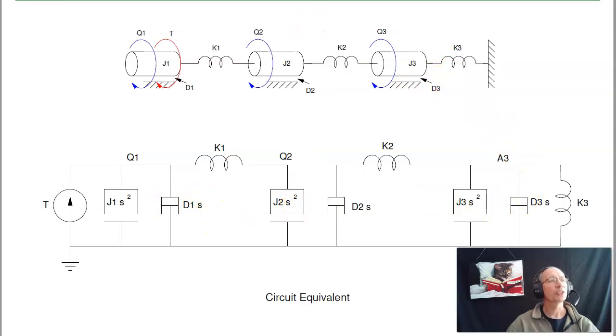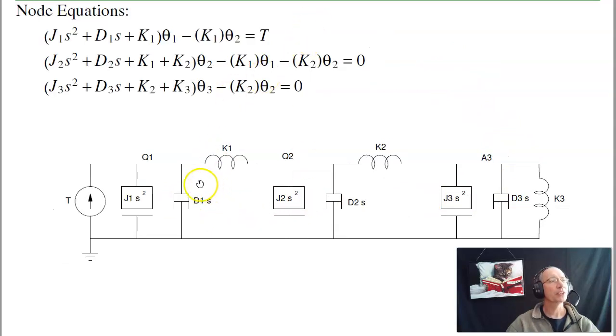Once you draw the circuit, it's write your node equations. And here we're going to be doing the sum of the admittances. Again, note all these are admittances, not impedances. I'll sum the admittances attached to node 1 times theta 1 minus the admittances between theta 1 and theta 2 times the admittance K1 is equal to the current to the node, torque.